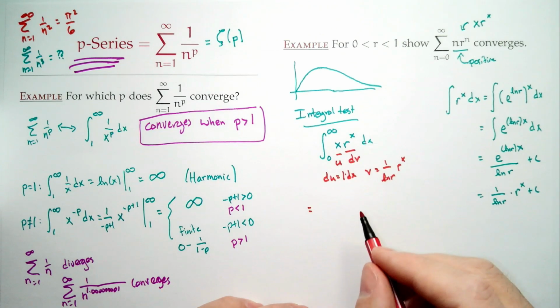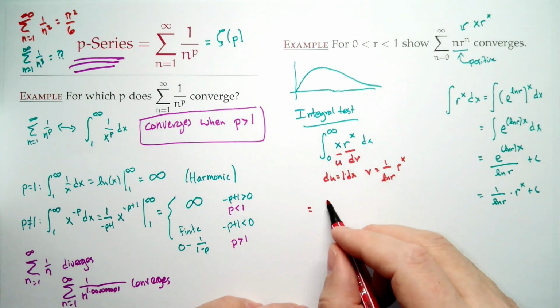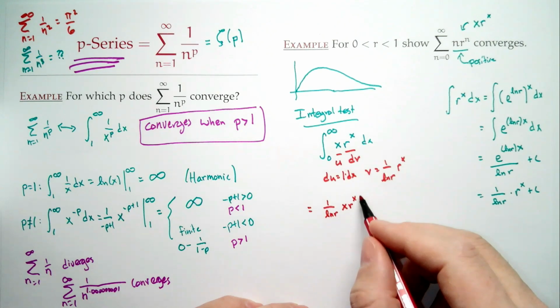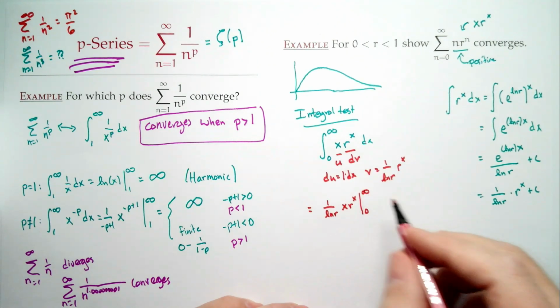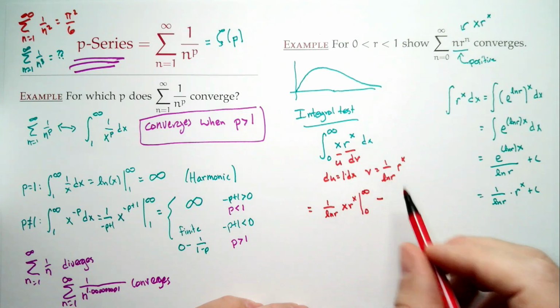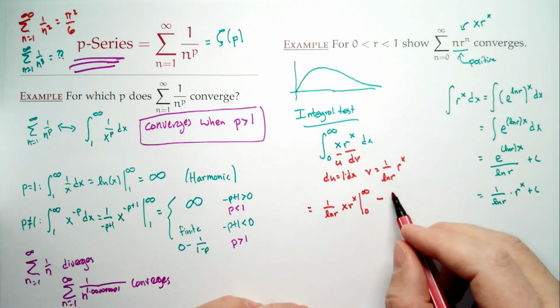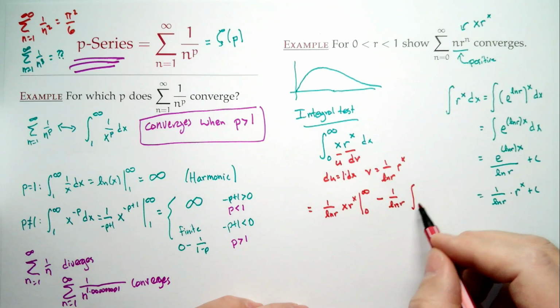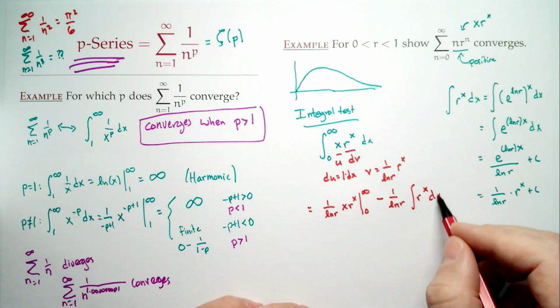So we get uv: 1 over natural log of r, x, r to the x, evaluated from 0 to infinity, minus the integral of v du. So that 1 over log r is a constant, I can pull it out. So 1 over log r, integral r to the x dx.